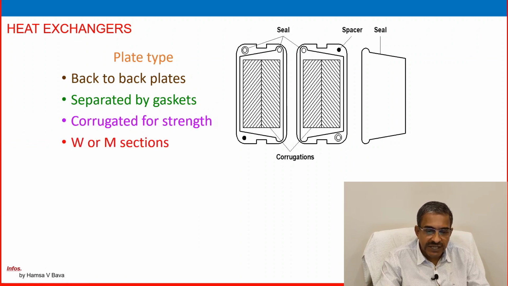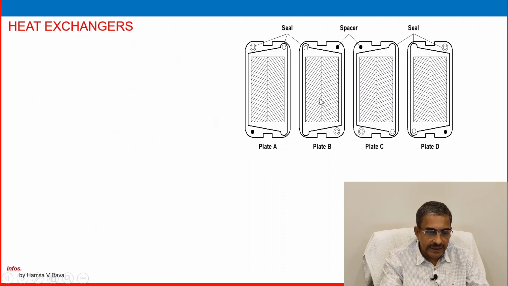W or M type sections are there, and a seal will be there. Gasket seals are provided to prevent leaks. So this is plate A, plate B, plate C.